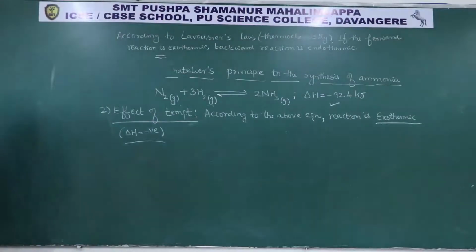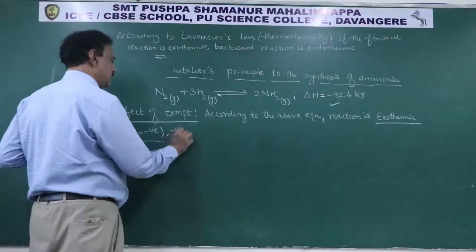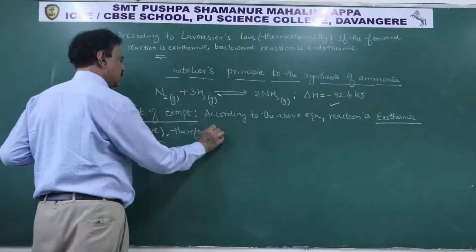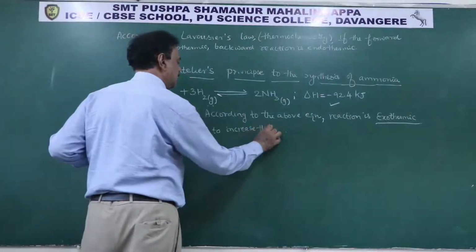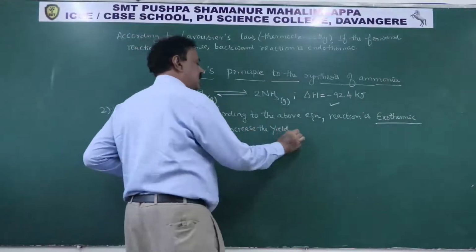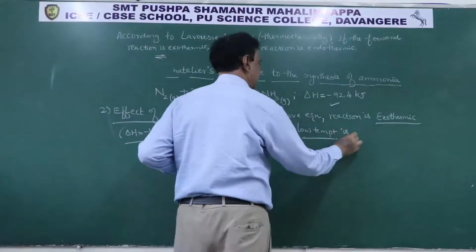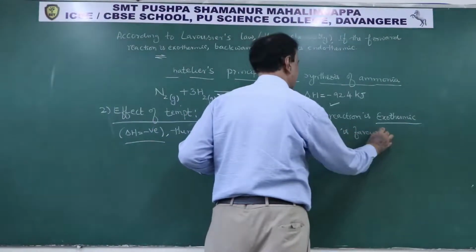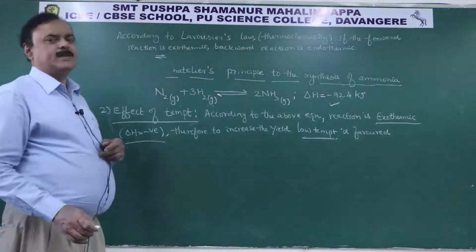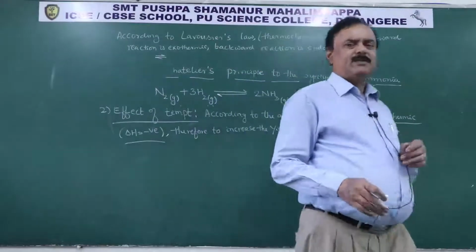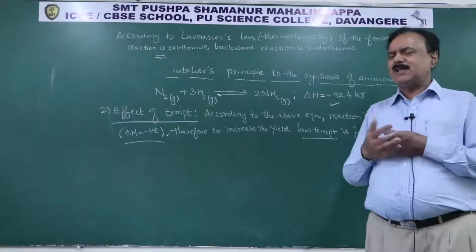Now, according to the above equation, the reaction is exothermic. Therefore, to increase the yield, low temperature is favored. Low temperature is required, of course. But when too low a temperature is applied, you know when the chemical reactions will occur?